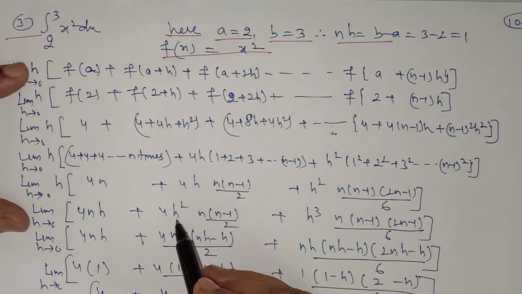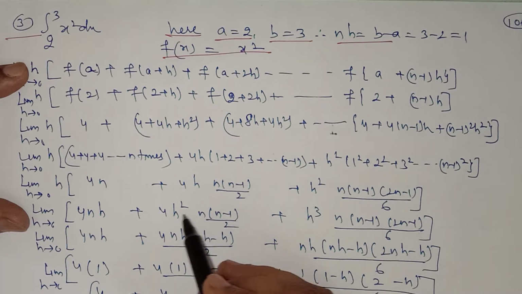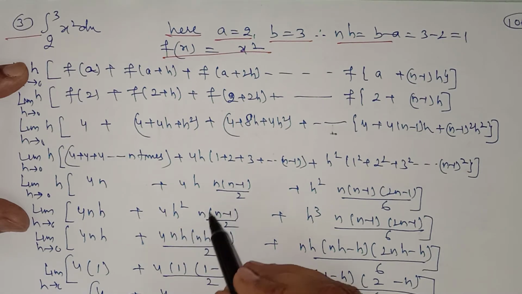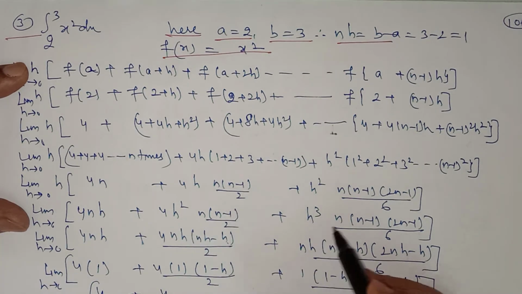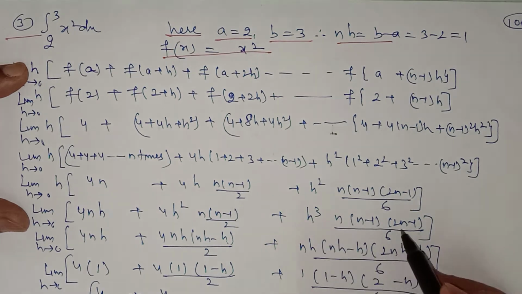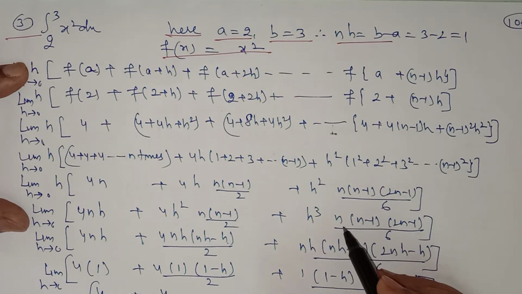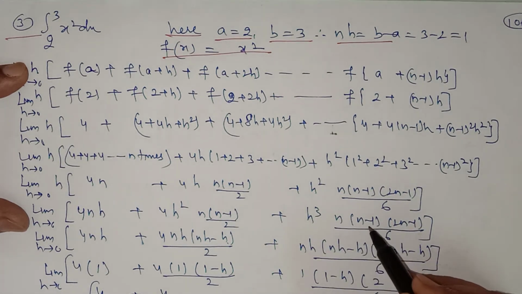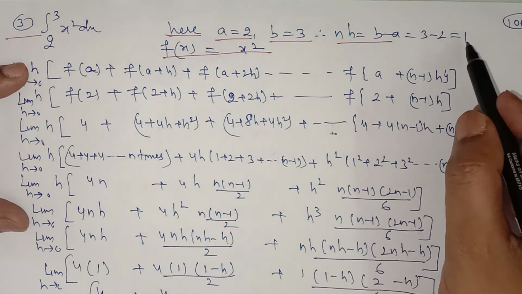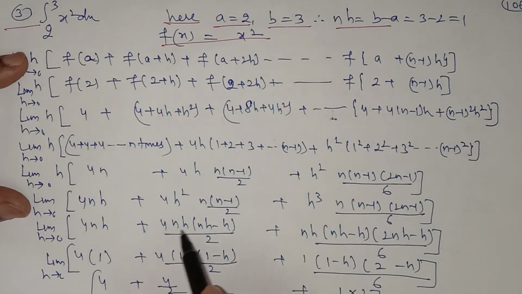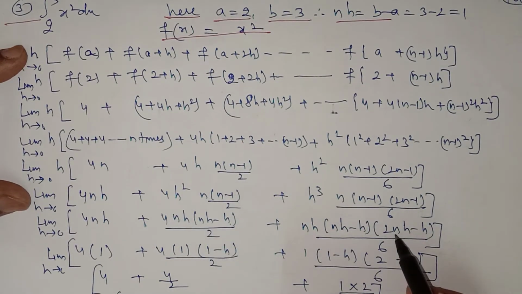Now I have h square here, so 1h will be used with this n, and 1h will be used with this n minus 1. So it will be nh and nh minus h, h cube. 1h will be used with this, 1h will be used with n minus 1, 1h will be used with 2n minus 1. So it will be nh minus h and 2nh minus h. Now after that, put the value of nh, which is equal to 1 here.